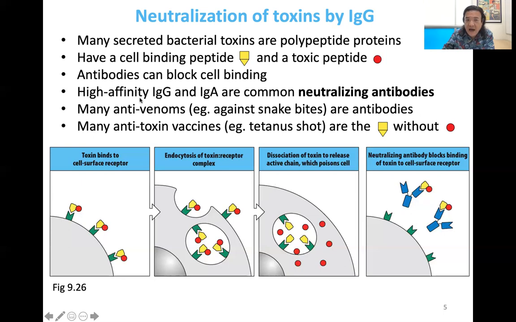So many high affinity immunoglobulin G and immunoglobulin A's work by functioning as neutralizing antibodies. What do we mean by that? Look over here. If your body has in it this blue antibody that is the right shape to bind to the cell binding part of this toxic peptide, by binding, it would prevent this toxin from gaining entrance into your cell. In other words, it has neutralized the threat.